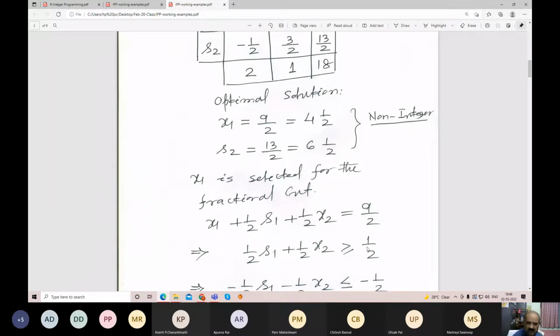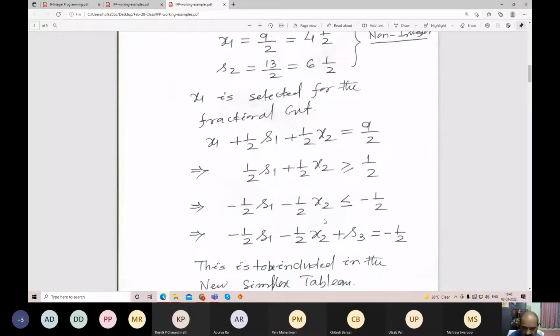And if you subtract, what will happen to this? So that is x1 less than or equal to 9 by 2 minus half, that is 8 by 2, 4. Okay, so both are the cutting plane. You can use the first one or the second one.